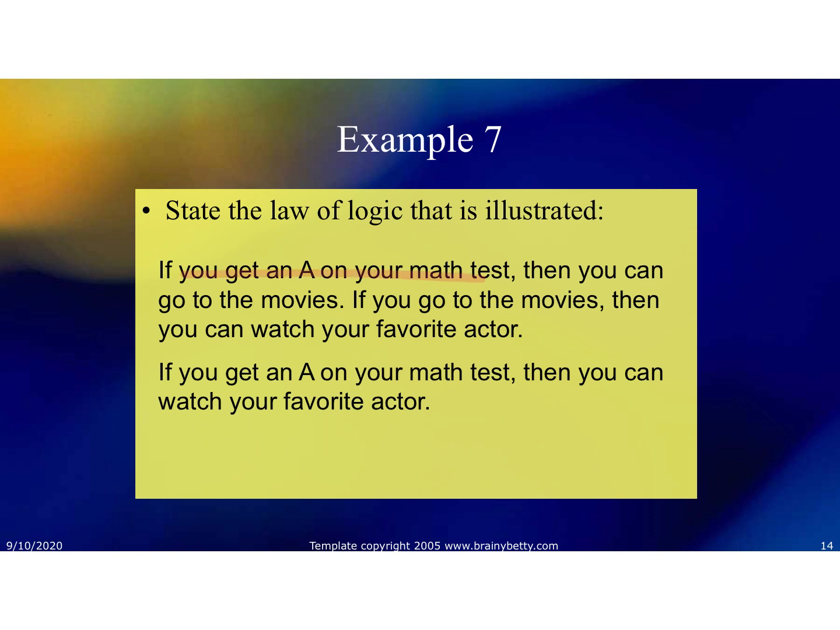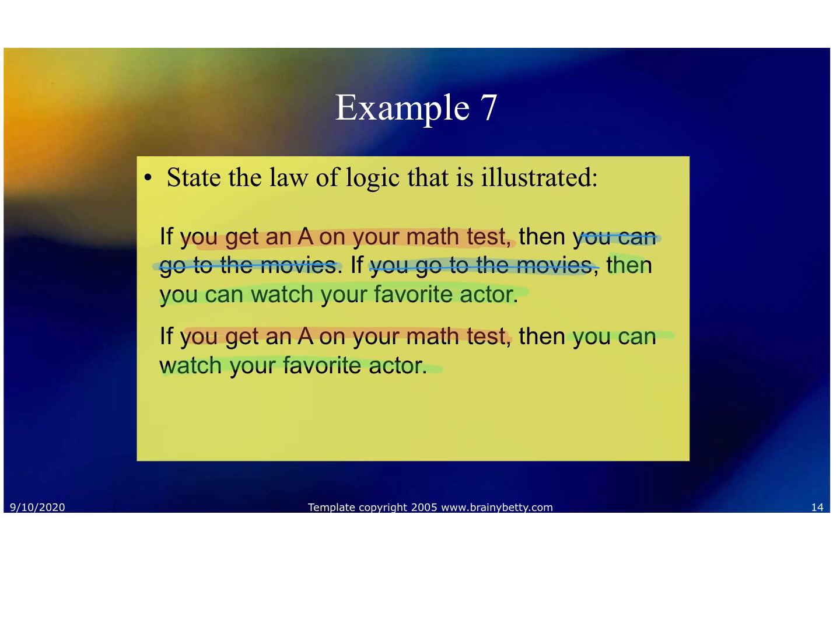If you get an A on your math test, then you can go to the movies. If you go to the movies, then you can watch your favorite actor. So this is getting rid of my overlap in my statement. So this is now just saying, if you get an A on your math test, then you can watch your favorite actor. I'm getting rid of you can go to the movies. So this is telling me that this is the law of syllogism.